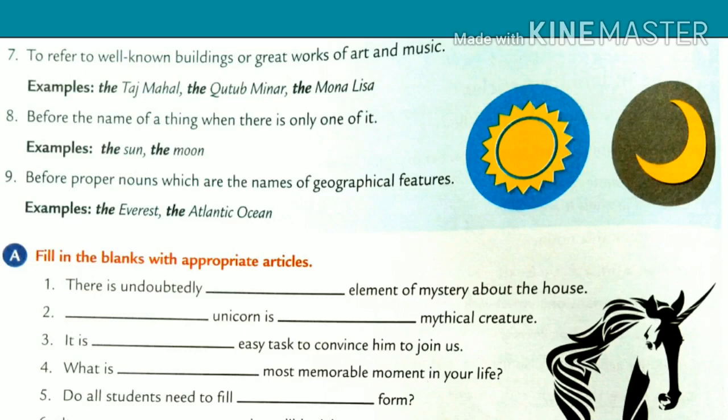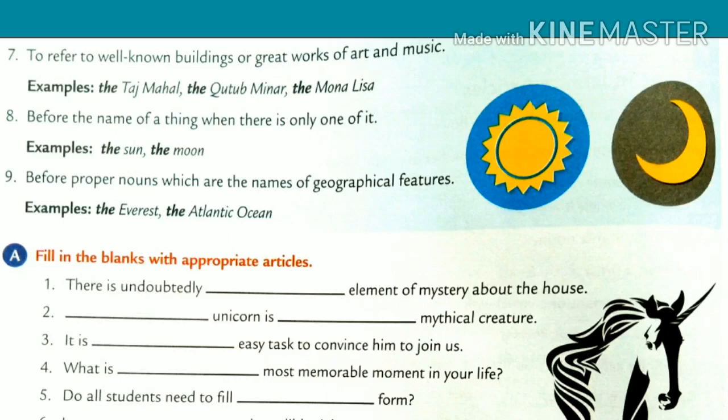Ninth one, before proper nouns which are the names of geographical features. Before proper nouns of geographical features, we have to use the before it. Examples, the Everest, the Atlantic Ocean. The words Everest and Atlantic Ocean are proper nouns of geographical terms. So we use the before it.